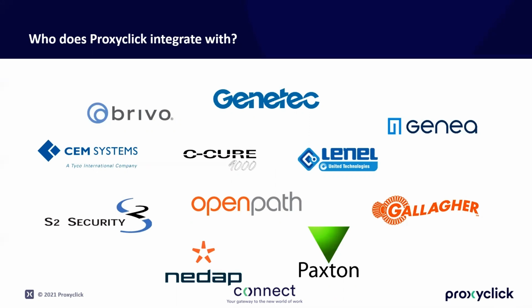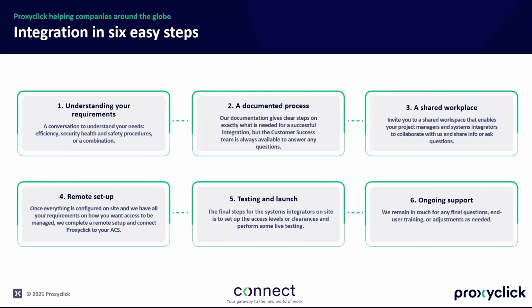More recently, we've integrated with cloud-based systems such as Brevo, OpenPath, and Genia, where a direct connection and simpler deployment process is possible. Onto the deployment process. As you can see, it's just 6 easy steps. This starts with a conversation on your requirements and what you want to focus on: efficiency, security, COVID-19 procedures, or perhaps all three. We will ensure the setup is suitable for your environment and that we understand your needs.